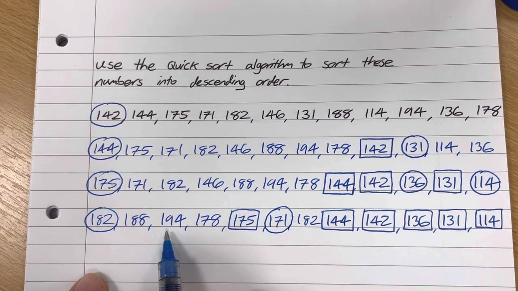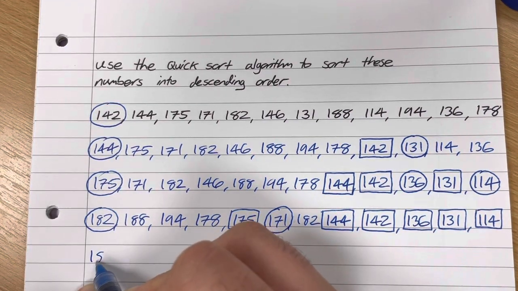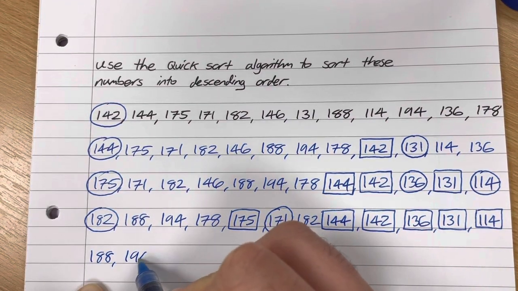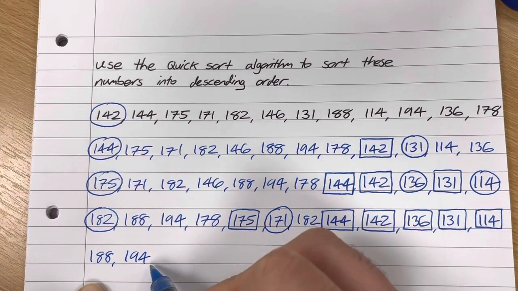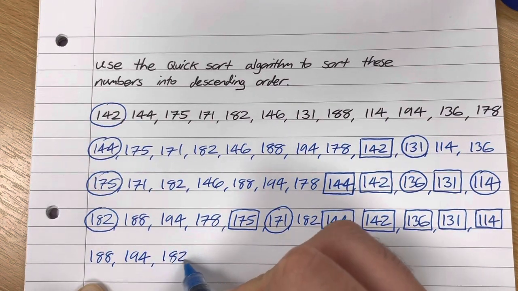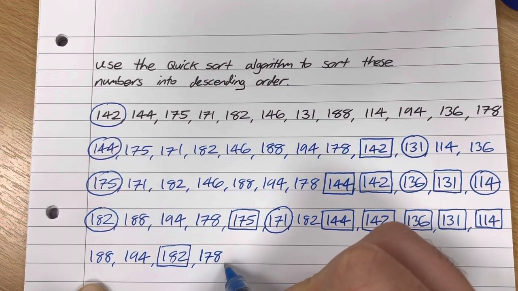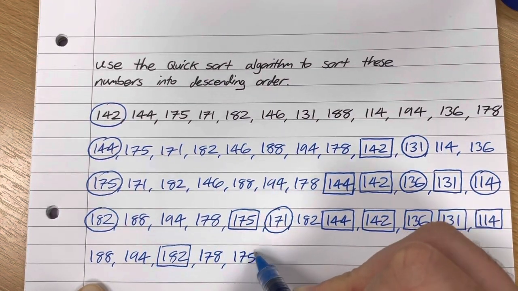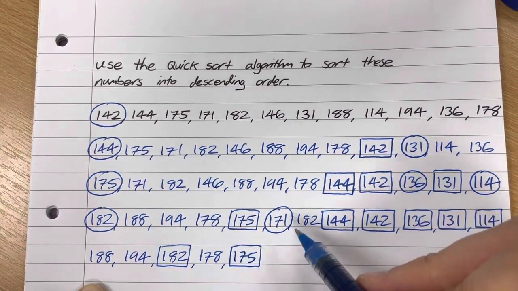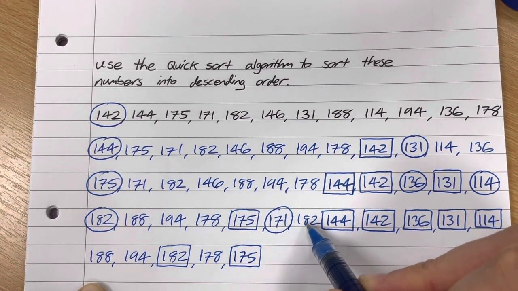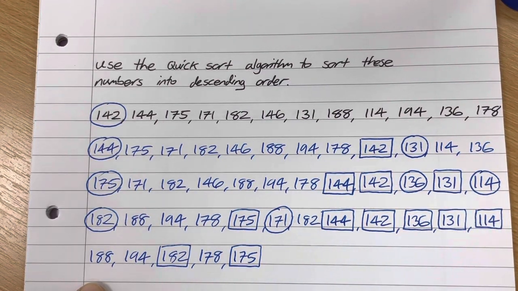So those two are bigger and that one is smaller. So we're going to get 188, 194. Don't forget to keep it in the same order that it is in the list. 182, that gets boxed. 178 will go there. 175 was already boxed. 182 is bigger. What have I done wrong?